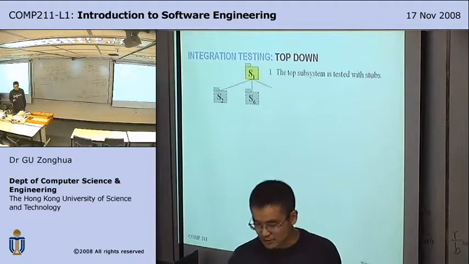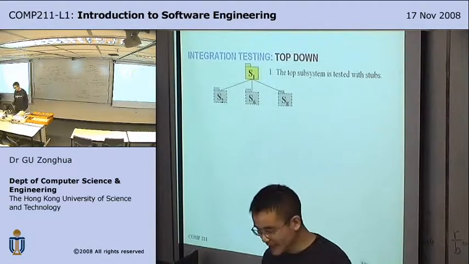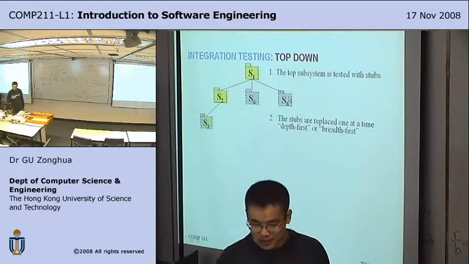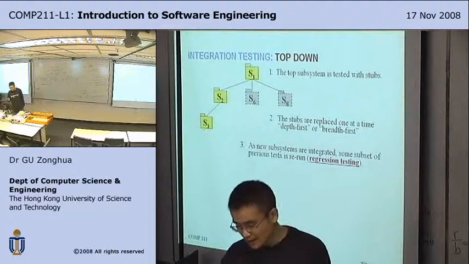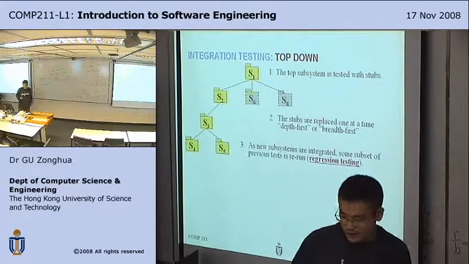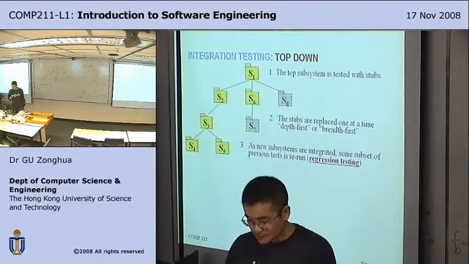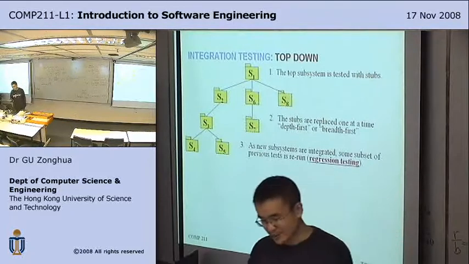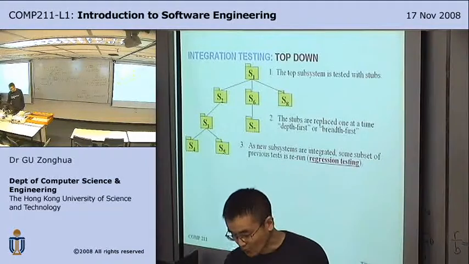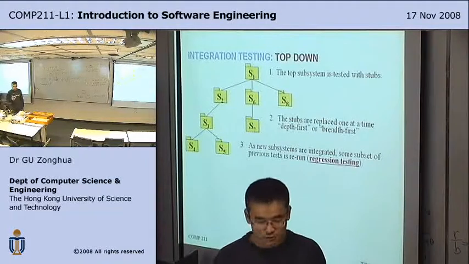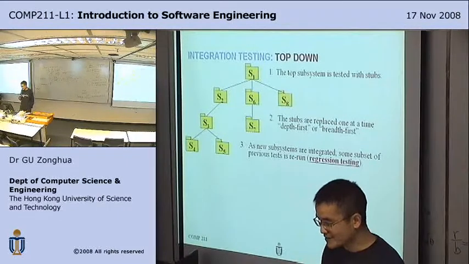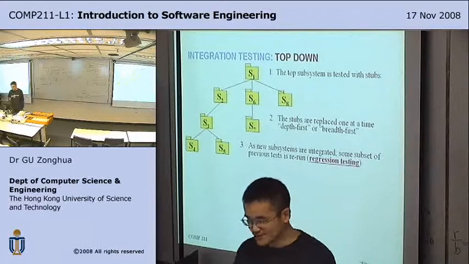So integration testing, you can do it top-down or bottom-up. Top-down is when you start with the graphical user interface, and while you're doing the GUI testing, you write every other module as a stub, so everything is empty except the UI. So when you click a button, you say button clicked. You don't do anything. And gradually you replace the stubs one at a time by either depth first or breadth first approach.